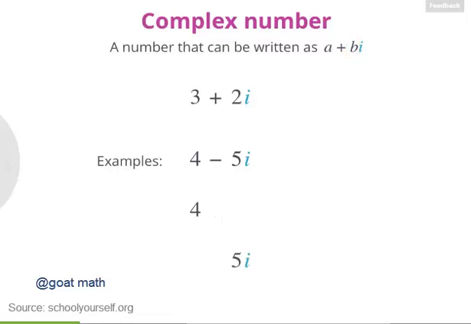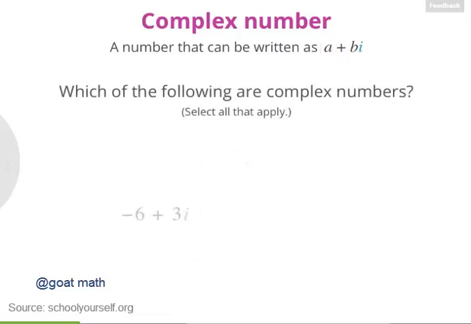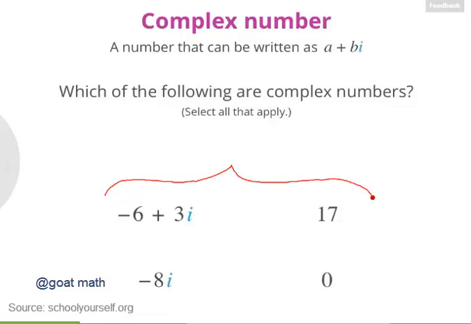And 5i by itself is another complex number. It's the same thing as 0 plus 5i. So imaginary numbers are complex numbers where the real term is 0. So next, which of the following are complex numbers? For which of these can you find values of a and b and write them as a plus bi?